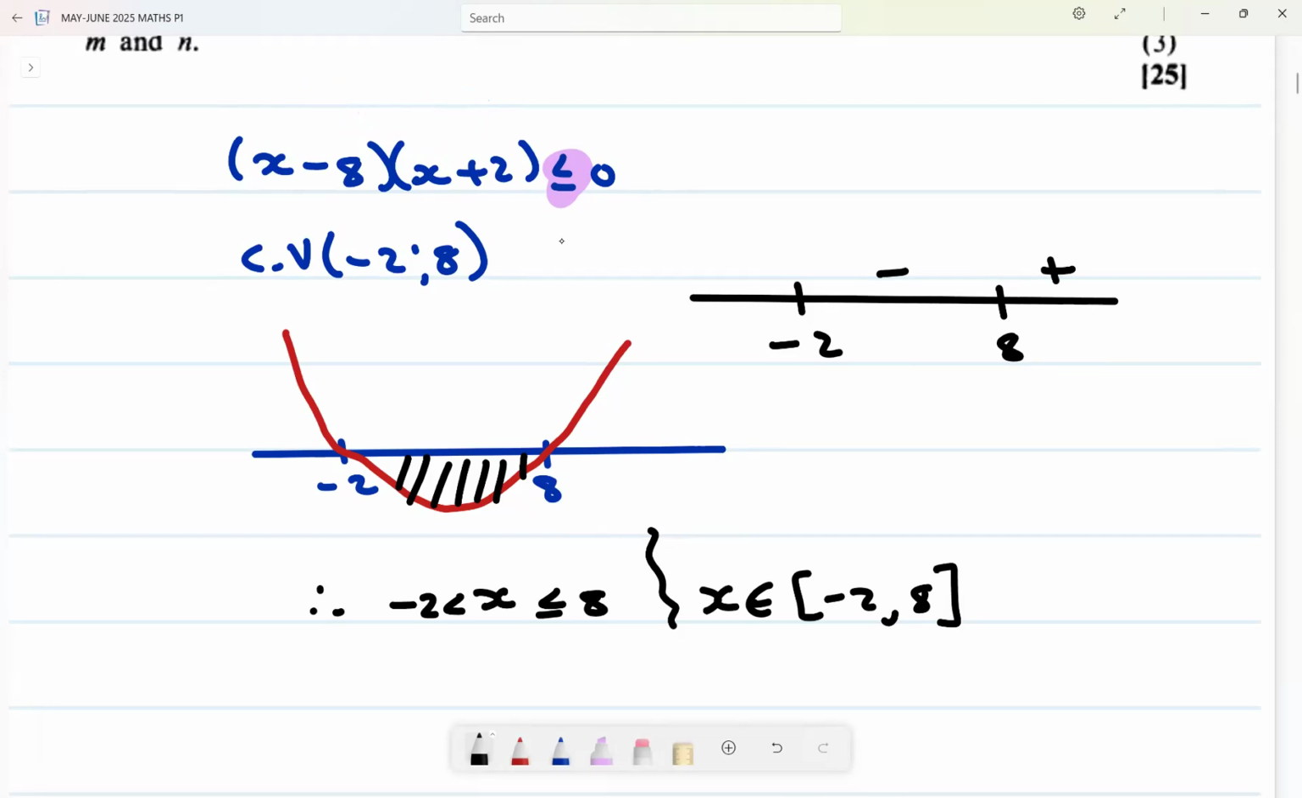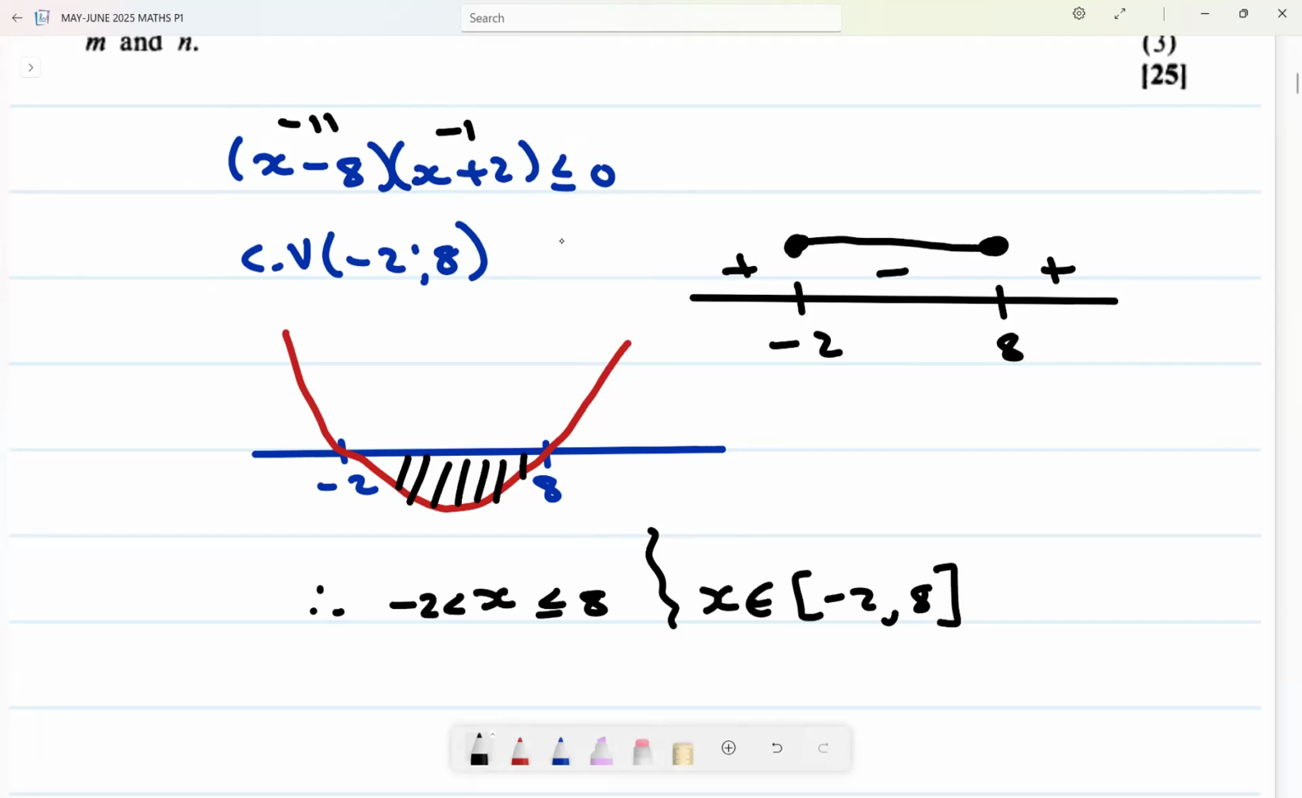Let me choose -3. When I put -3, it's going to be -3 minus 8, -11. -3 plus 2, it's -1, and then it's positive. And you know that less than 0 means negative. So it means it is from this one to that one.